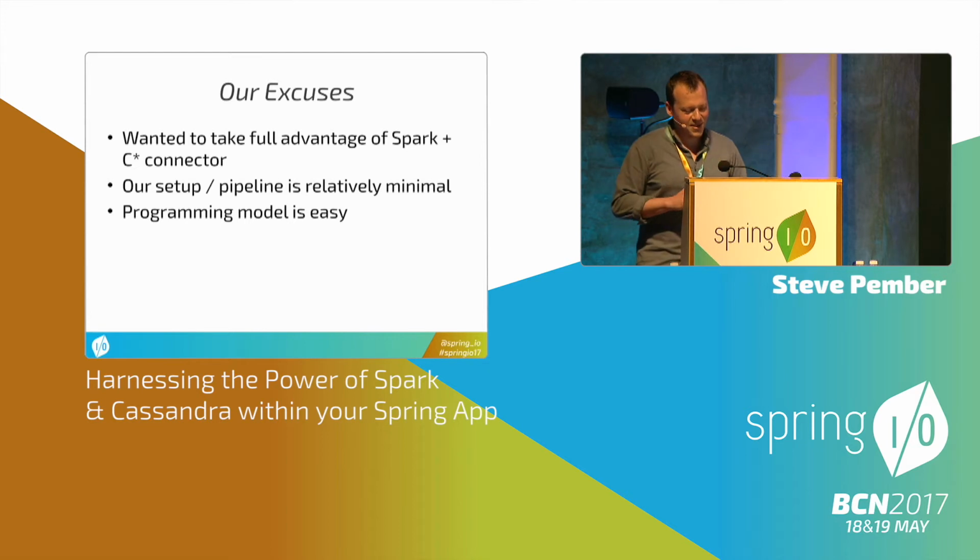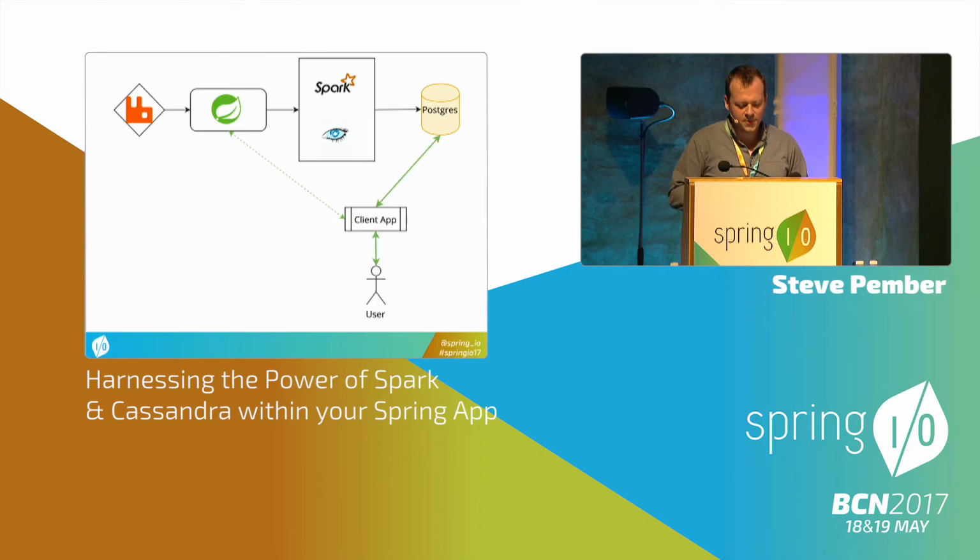So we thought our data was a special snowflake that didn't need something like that. But we also wanted to take full advantage of the Spark and Cassandra connector, and our pipeline is pretty minimal. And the programming model of these two together is pretty easy, which we'll see in a minute.